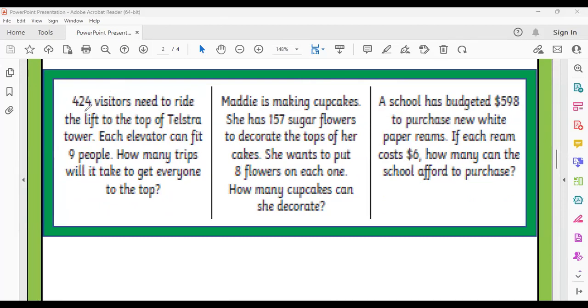424 visitors need to ride the lift to the top of Telstra Tower. Each elevator can fit 9 people. How many trips will it take to get everyone to the top?